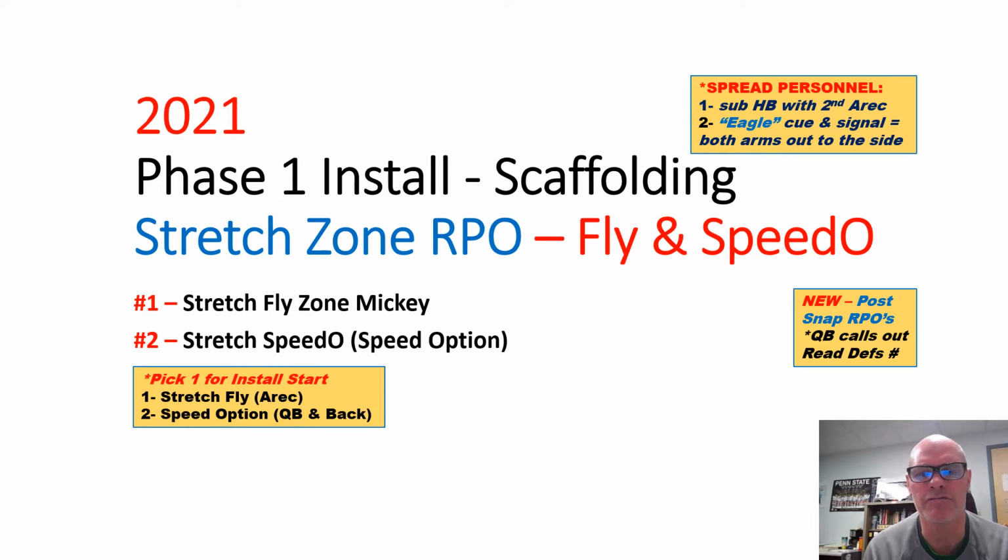If you have an A receiver you want to get the ball to who's dynamic, then the stretch fly is a great play to do that. If you want to have a great blitz beater and your playmakers are your quarterback and your back and keep the ball in their hands, then speed option is a great complementary play. Both use stretch outside zone blocking for the O-line, but different concepts on the back end. Let's take a look.